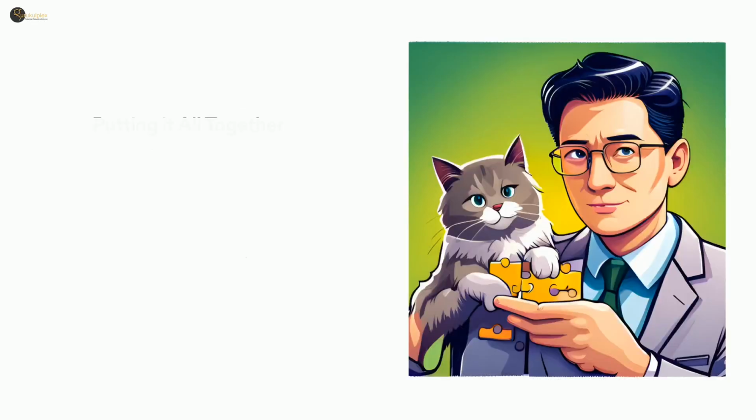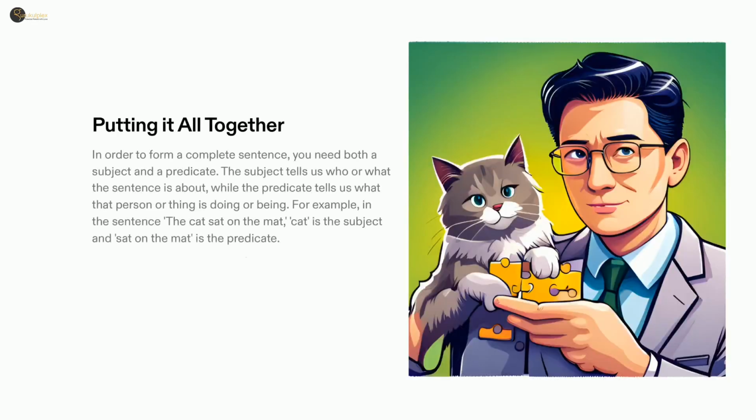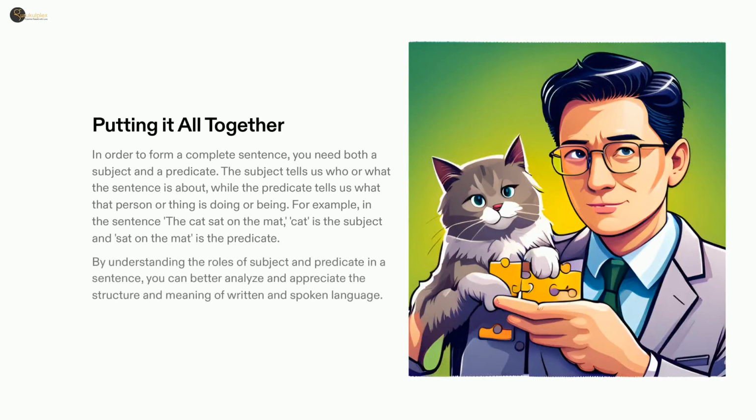Having a good understanding of subject and predicate is key for being able to properly analyze and understand both written and spoken language. The subject of a sentence is what or who the sentence is about, whereas the predicate is what that person or thing is doing or being. As an example, the sentence, "the cat sat on the mat," has cat as the subject and sat on the mat as the predicate. Improved comprehension of subject and predicate will allow you to fully take advantage of the structure and meaning of sentences.